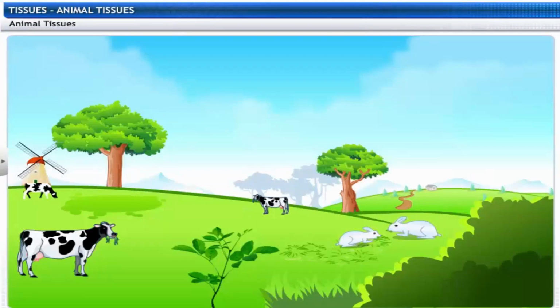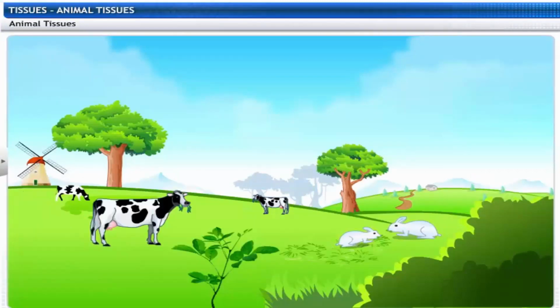Animals move around in search of food, shelter, and mates.